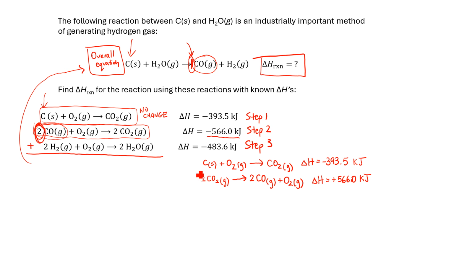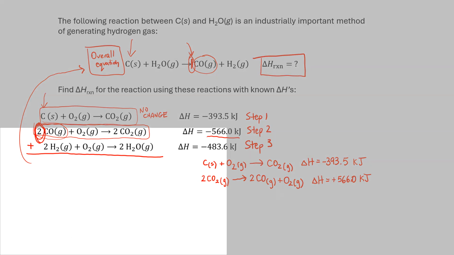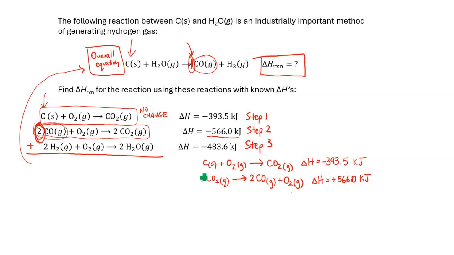So we flipped it, but we also have to multiply the entire equation by 1/2. Why 1/2? Because half times 2 is going to be 1. And remember that if we multiply an equation by a factor, we have to multiply delta H by that factor. So we also need to multiply this by 1/2. Okay, so what does that become now? Now that's going to be CO2 makes CO plus half of O2. And now the new delta H for this is going to be half of 566, which is just going to be 283.